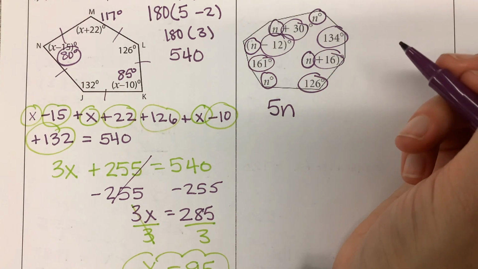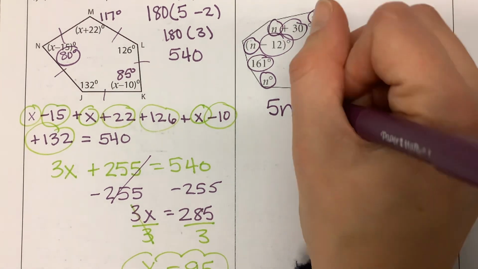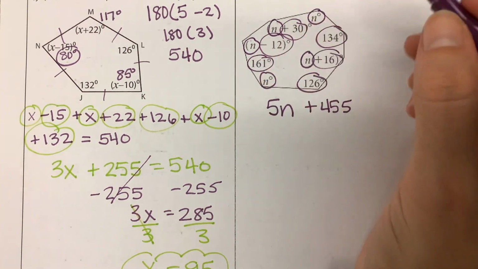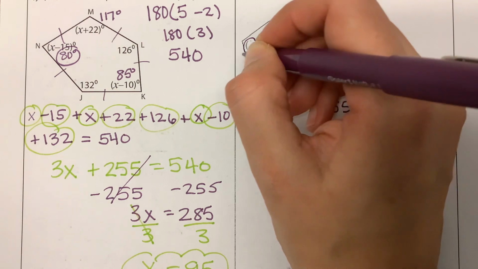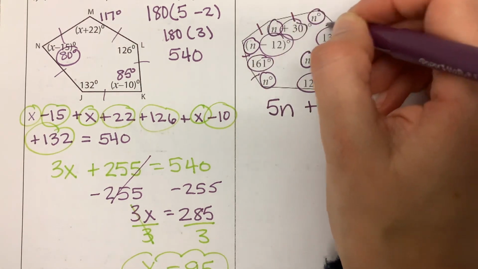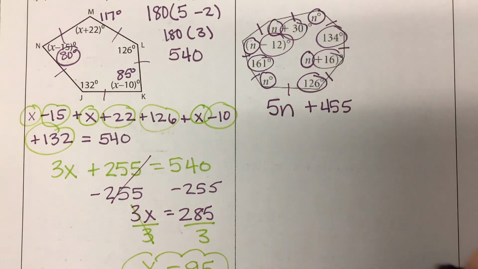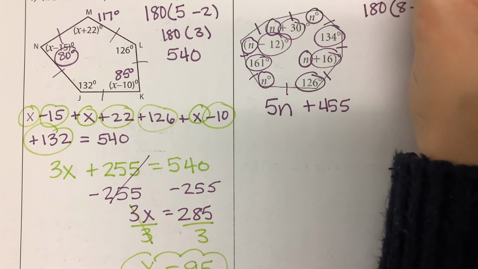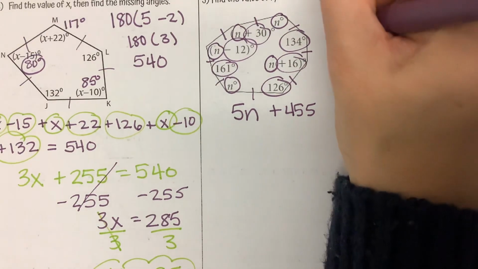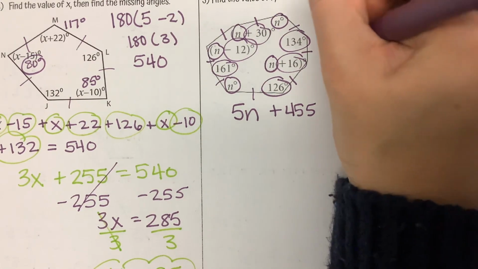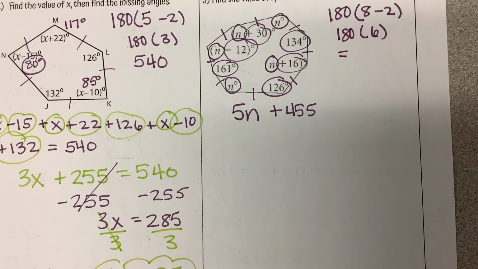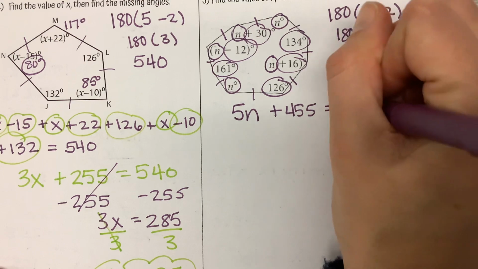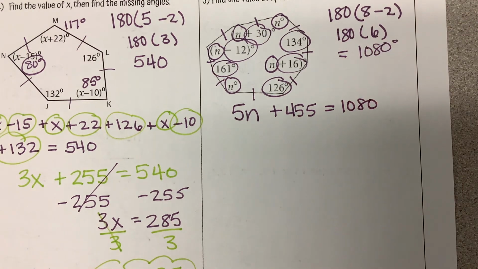161 is 455. So plus 455 equals, well, we have how many sides? 1, 2, 3, 4, 5, 6, 7, 8. So 180 times 8 minus 2, or 180 times 6, is 1,080 degrees. So this should equal 1,080.